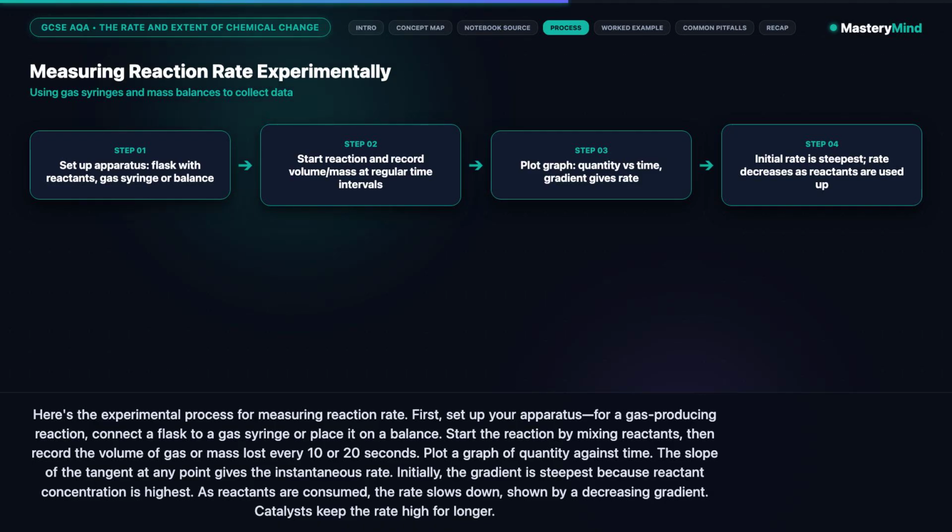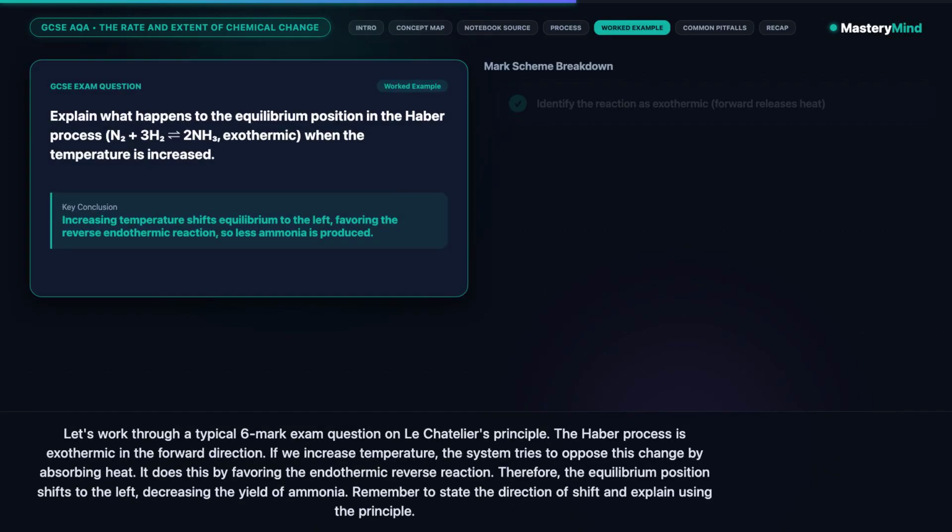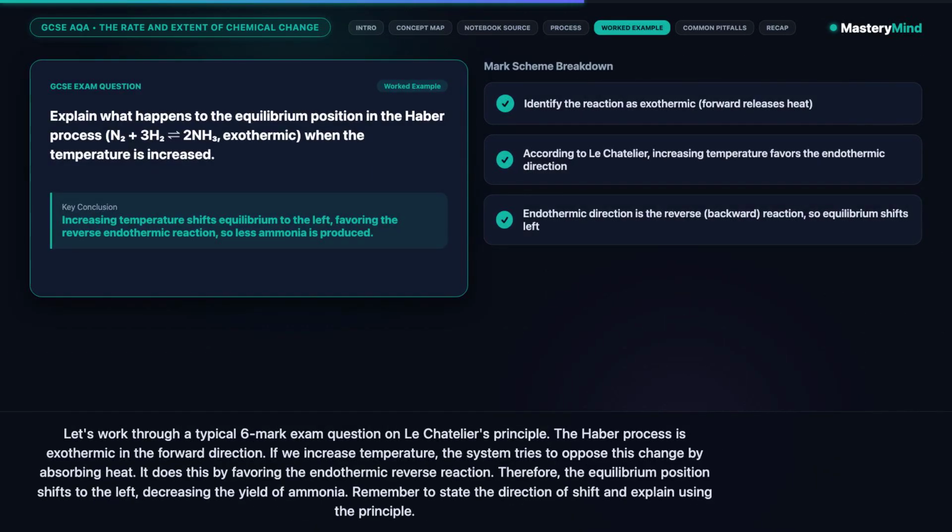Let's work through a typical 6-mark exam question on Le Chatelier's principle. The Haber process is exothermic in the forward direction. If we increase temperature, the system tries to oppose this change by absorbing heat. It does this by favoring the endothermic reverse reaction. Therefore, the equilibrium position shifts to the left, decreasing the yield of ammonia. Remember to state the direction of shift and explain using the principle.